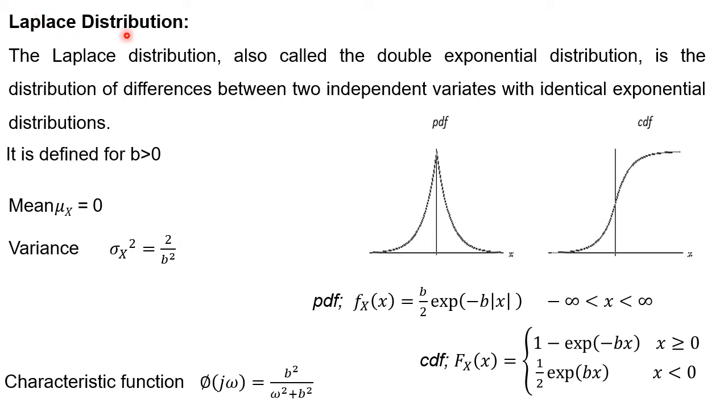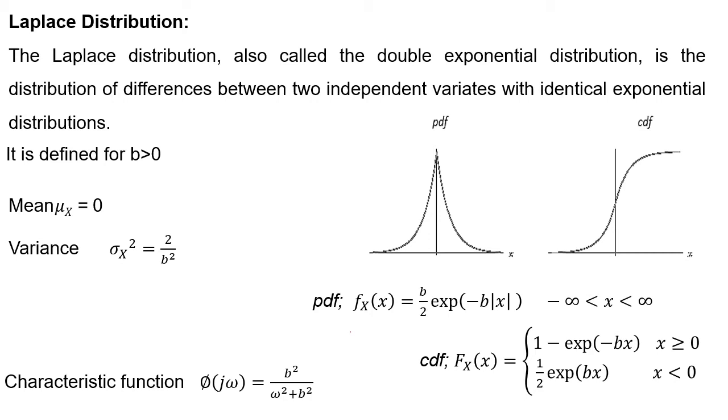Laplace distribution. The Laplace distribution is also called the double exponential distribution. It's a distribution of differences between two independent variables with identical exponential distribution, and it is defined for all values of b greater than 0. Here the PDF is shown in this figure, and the PDF is defined as f_X(x) = (b/2) exp(-b|x|).